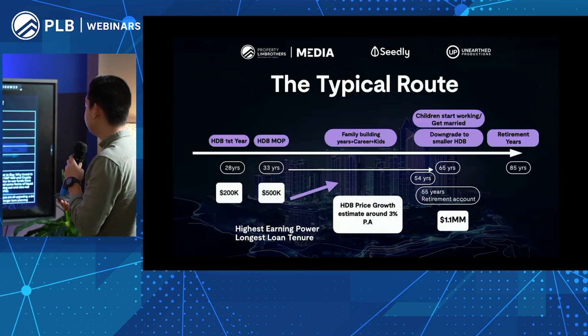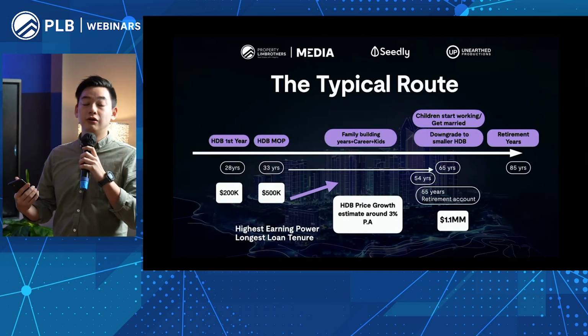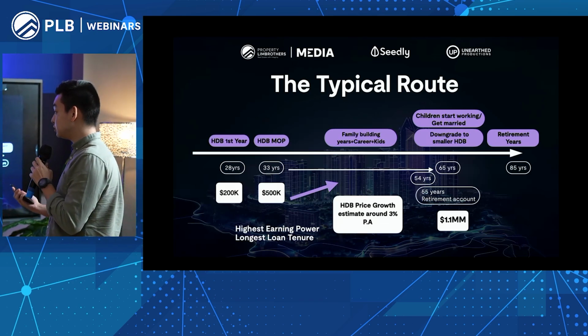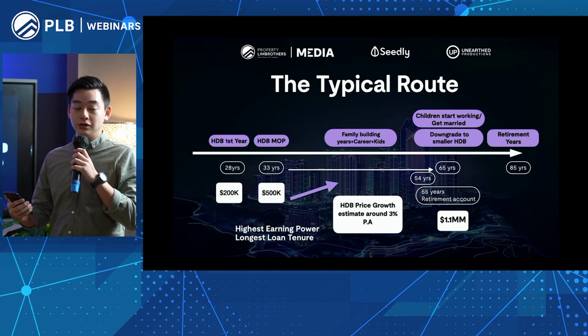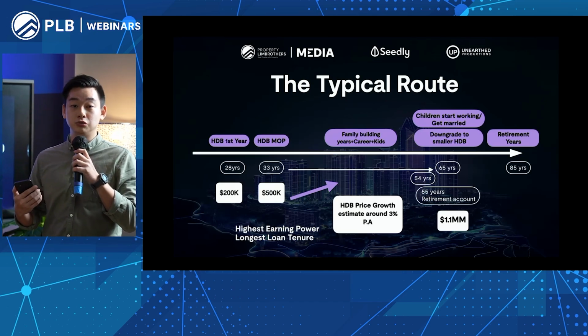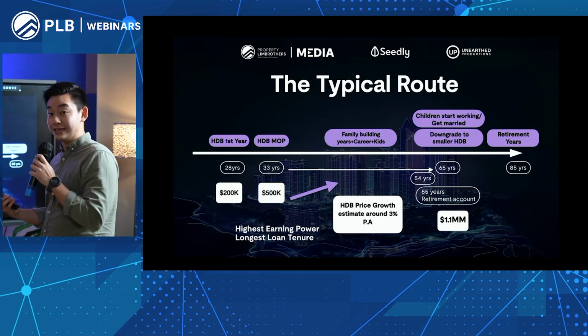So we're going to dive into the typical journey route that most of us will take, which is of course the BTO route. Usually, if you were to purchase a BTO in your early, mid or late 20s, five years later in your 30s, you would see an additional profit margin of about 300K.